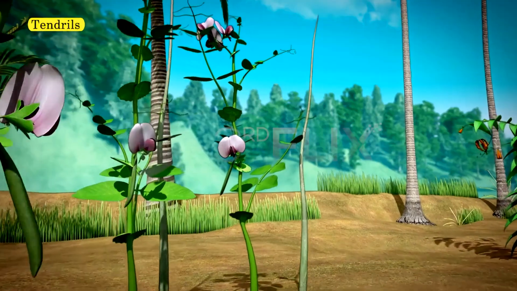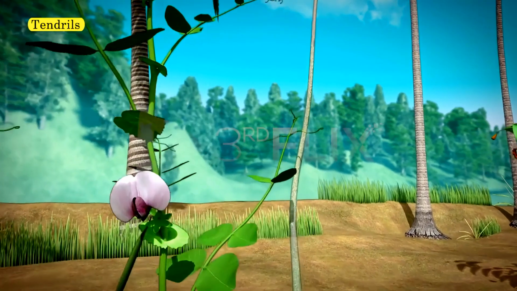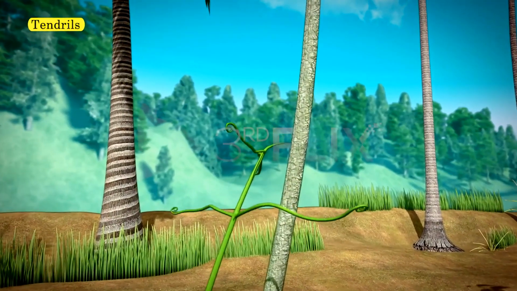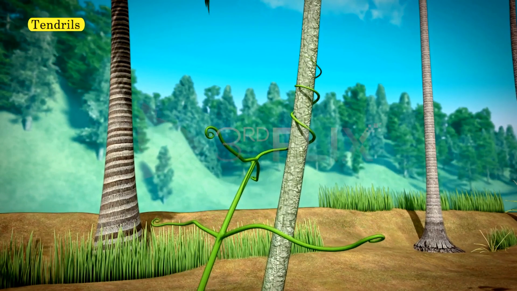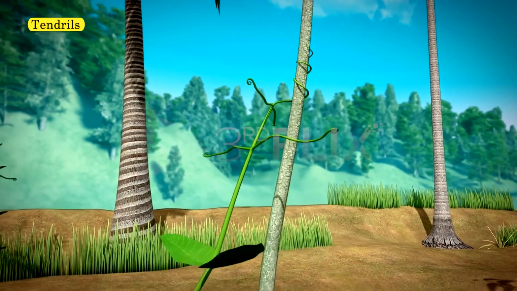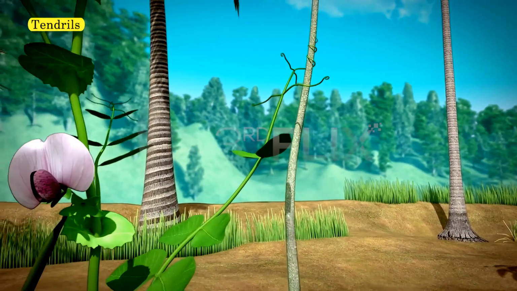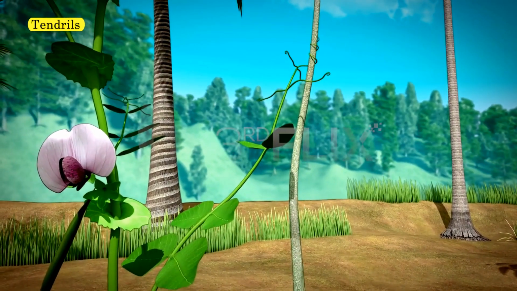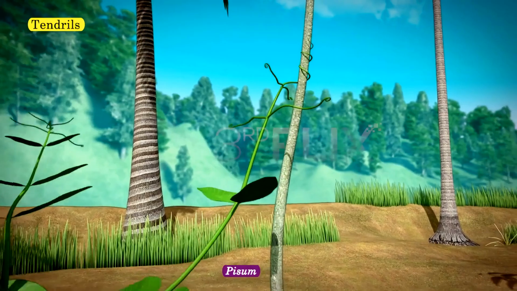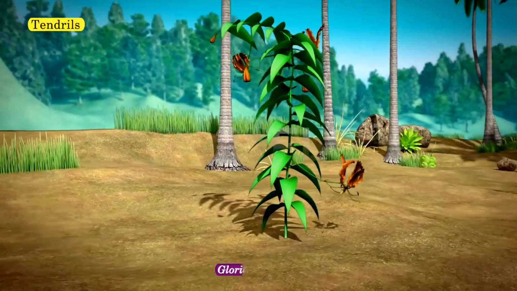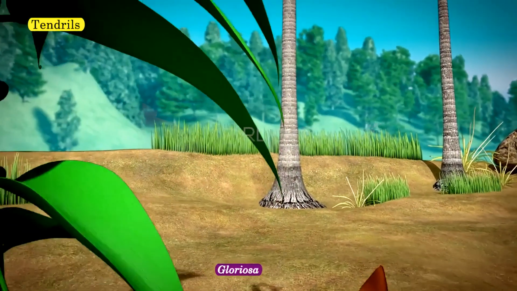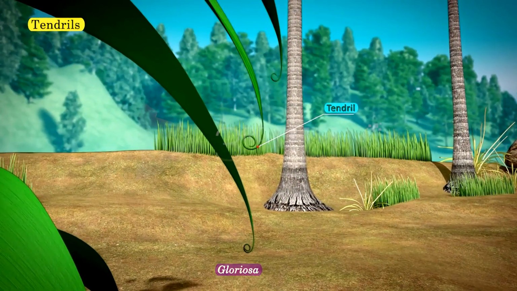Leaf tendrils. The modified, thin, wiry, sensitive structures that coil around support and help in climbing are called tendrils. Tendrils may develop from any part of the leaf or the entire leaf. In Pisum, upper leaflets are modified into tendrils. In Gloriosa, leaf apex is modified into tendril.